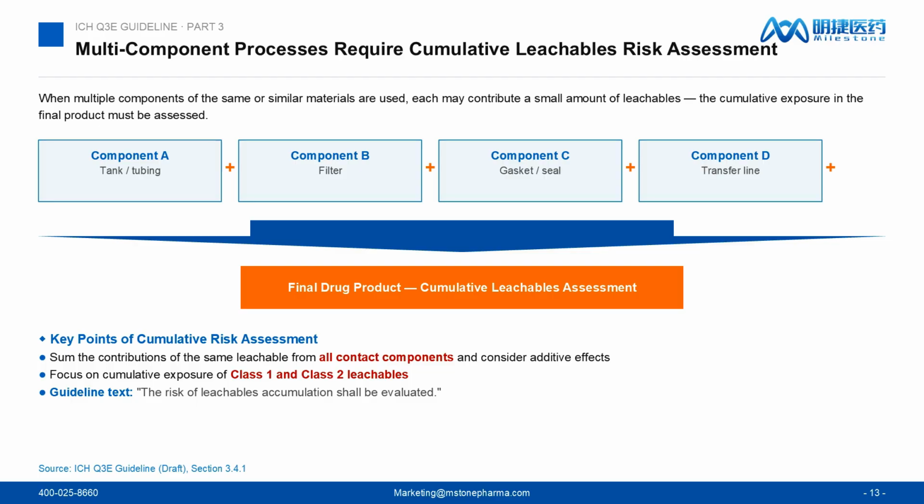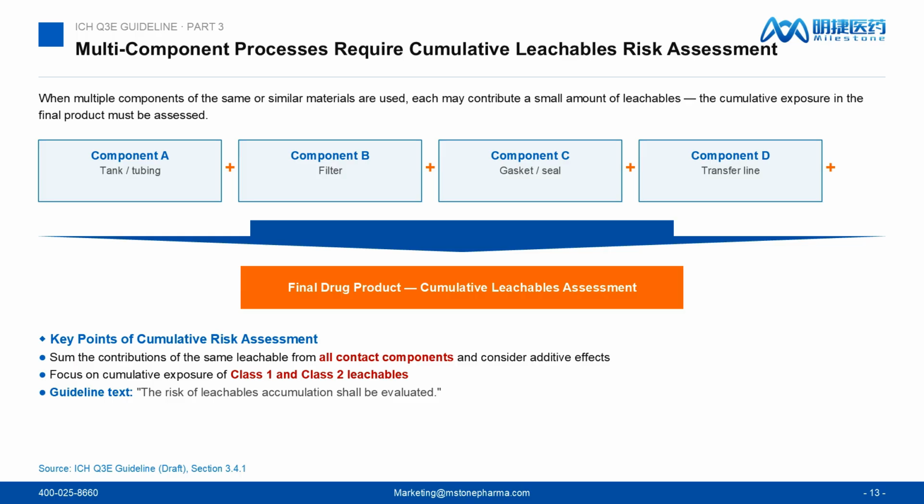This slide addresses a trap that catches many teams: cumulative risk. Picture a biologics production line. The product touches a storage tank, then tubing, then a filter, then gaskets, then a filling line. You assess each component separately, and each one passes. Each contributes leachables far below the threshold. Everyone is happy. But the patient doesn't receive leachables from one component, the patient receives the sum from all of them.